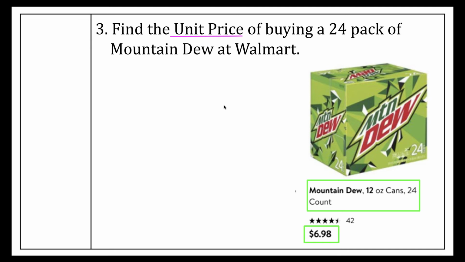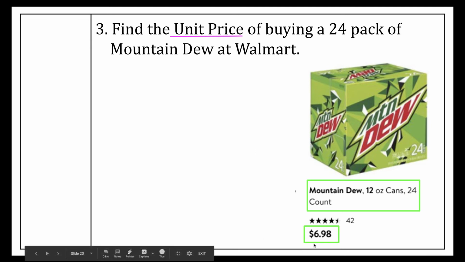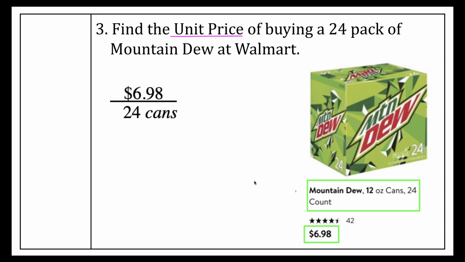What did we just write down on the left-hand side? Whenever money is involved and it's a rate, where do we want money to go? Top or bottom? Top. So how much does a 24-pack of Mountain Dew cost at Walmart? Look down here underneath my picture. $6.98. So let's set up that unit rate. Cost on top. So $6.98 for every 24 cans, because this is a 24-pack.